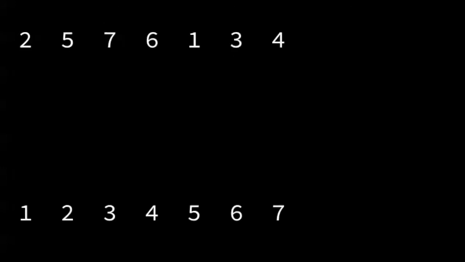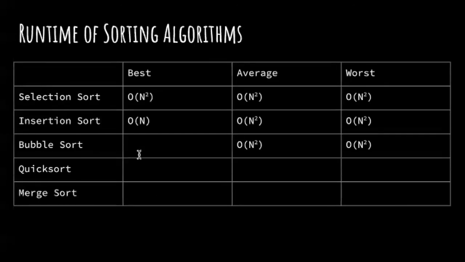But the best case, if the data is already sorted, then there would be only one iteration. And that means that the best case performance is big O of n.